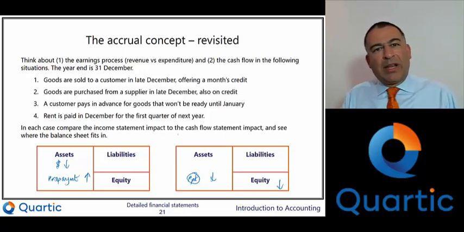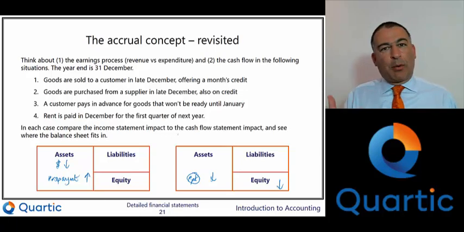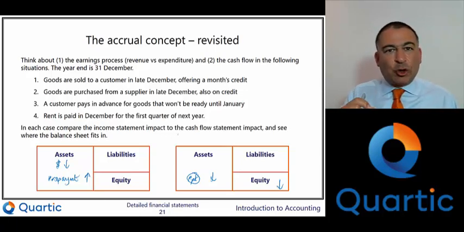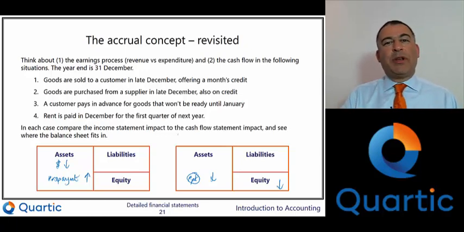So step 1, have we earned money or incurred the expense? If so, your retained earnings goes up or down. Step 2, have we received or paid cash? That goes into the bank, cash at bank. And then step 3, put an arrow or whatever makes it work. So a current asset or a current liability, whichever one you need to make the balance sheet balance.